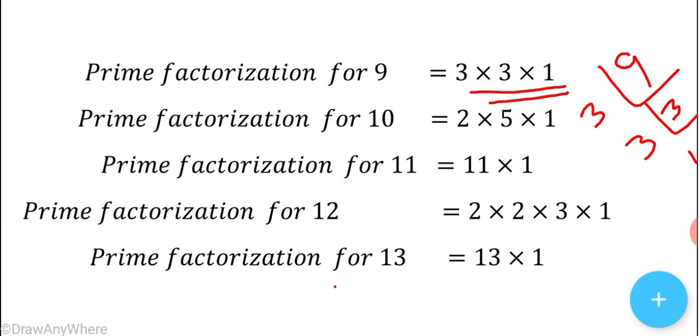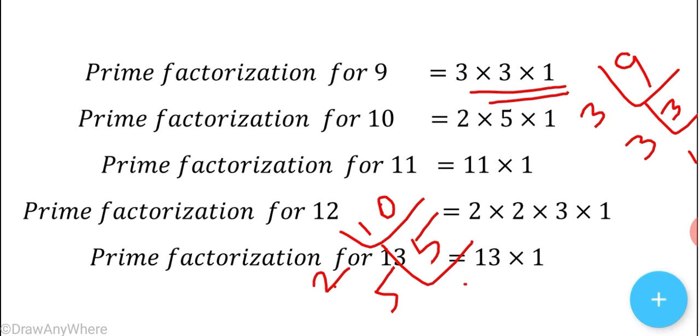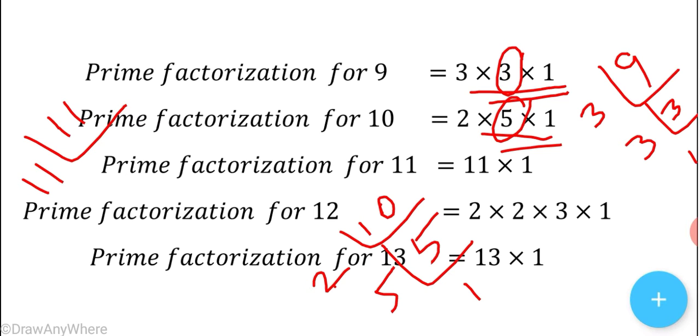For 10: 10 is divisible by 2, and 2 fives are 10, so 2 into 5 into 1. Among these, 5 is the highest prime factor for 10. 3 is the highest prime factor for 9. For 11: 11 is divisible by 11, and 1 eleven is 11, so we have 11 into 1.